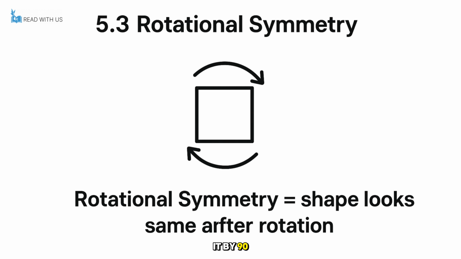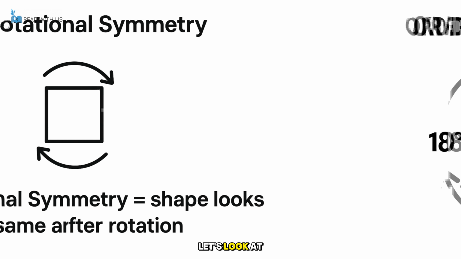If you rotate it by 90 degrees, it looks the same. Rotate it again by 90 degrees, and it still looks the same. The number of times a shape fits onto itself in one full turn of 360 degrees is called the order of rotational symmetry. Let's look at some examples.